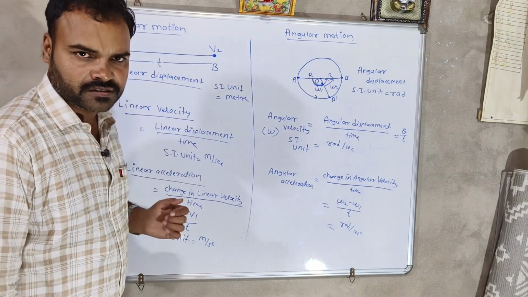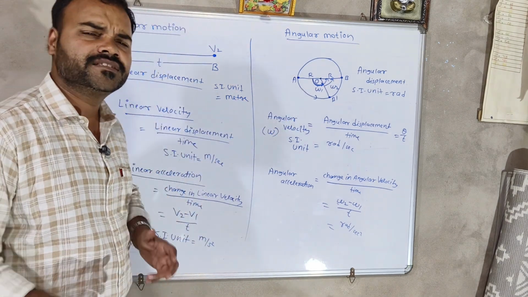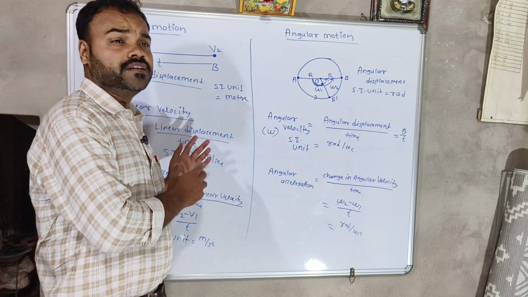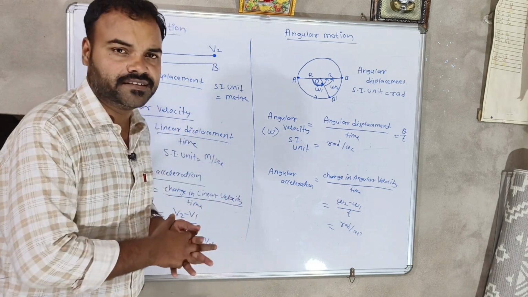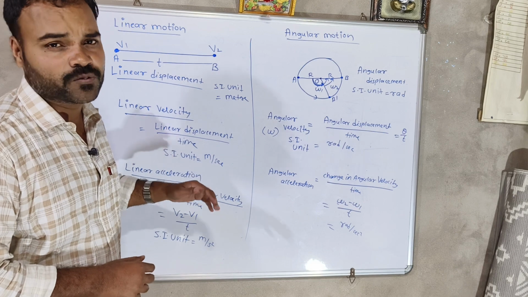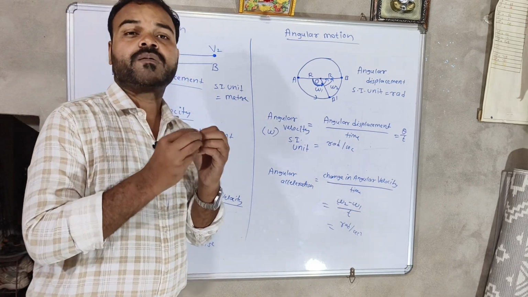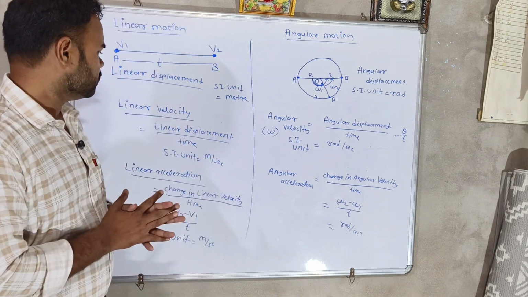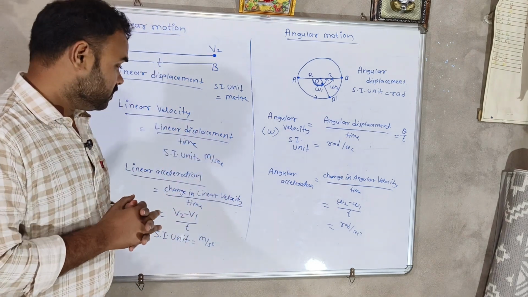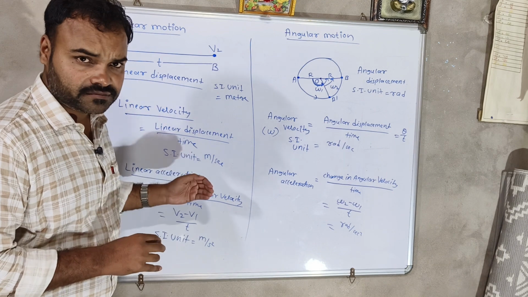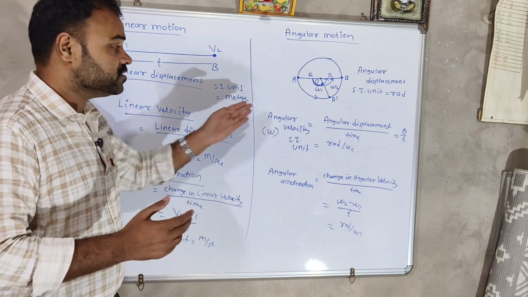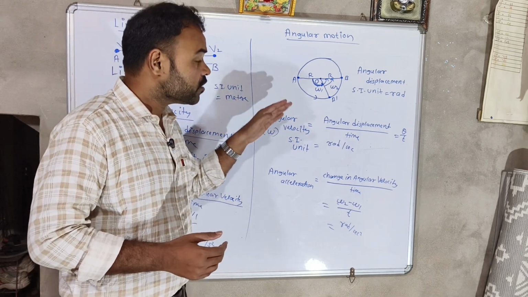So the next point is linear velocity. What is linear velocity? It is the ratio of linear displacement upon time. In a particular time, how much distance is covered by the particle? That is linear velocity. Its SI unit is meter per second. And comparatively, see here, angular velocity.